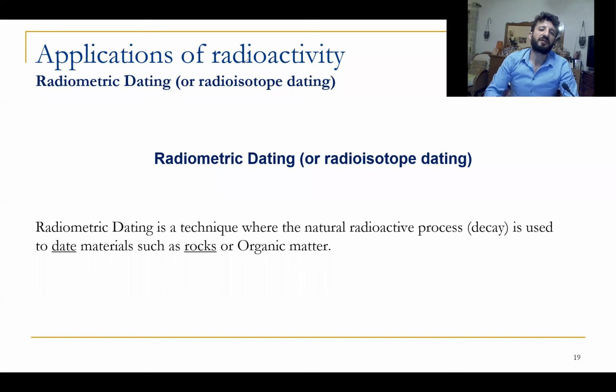Let's go to the application of radioactivity: radiometric dating, or radioisotope dating. We have to find a technique to determine the age of rocks and organic matter. In general, we use the natural radioactivity process, the natural decay of an unstable element. This technique is used to determine the date of materials such as rocks and organic matter.